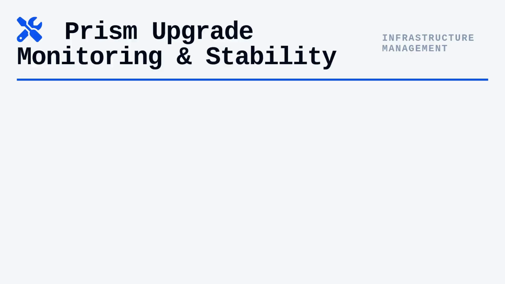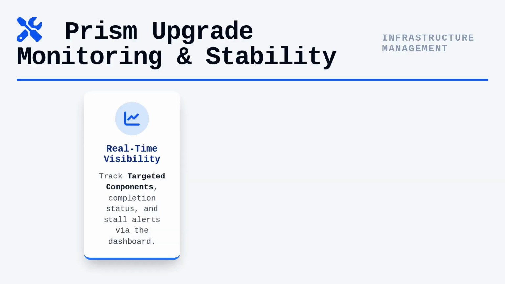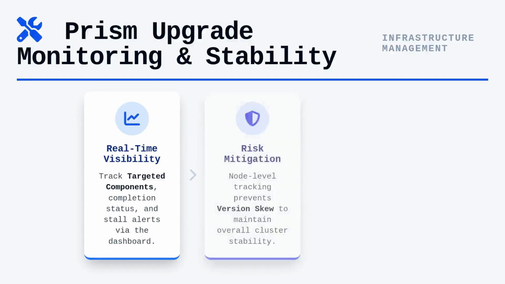Monitoring the progression of these upgrades within Prism reveals how the system handles the inherent risks of distributed systems. The upgrade dashboard provides a real-time progress view, indicating which component is currently being targeted and whether the operation has successfully completed or encountered a stall.